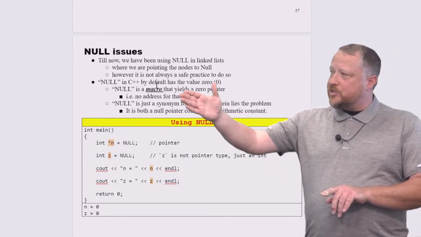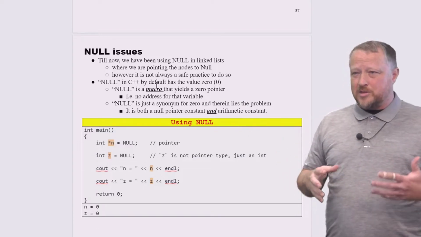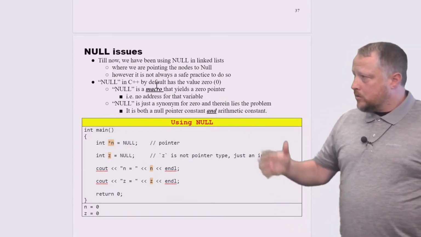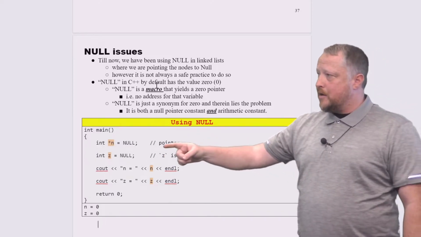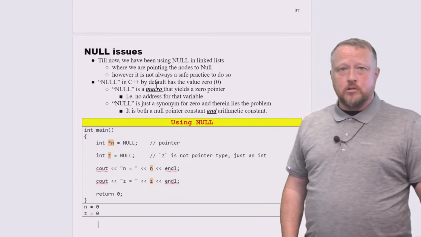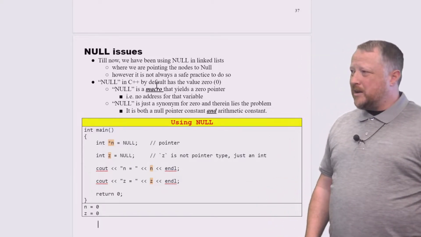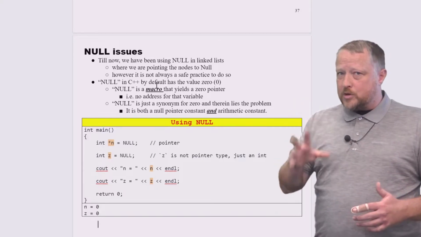Null is actually a C++ macro that sets the value to 0. So it's not really null. In this example, I've set two values, which is really important here. I've set a pointer to null, and I've set a regular integer to null. Now remember, setting a pointer to null is really important. We talked about that previously.